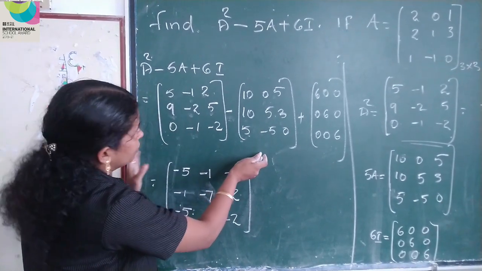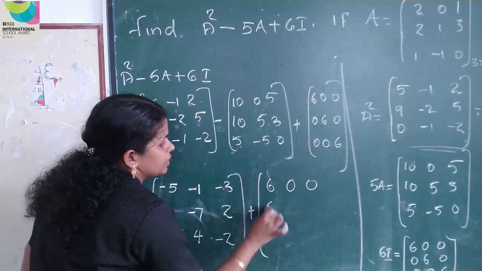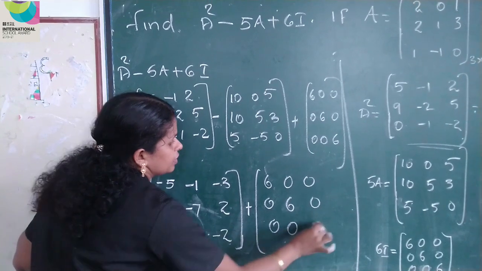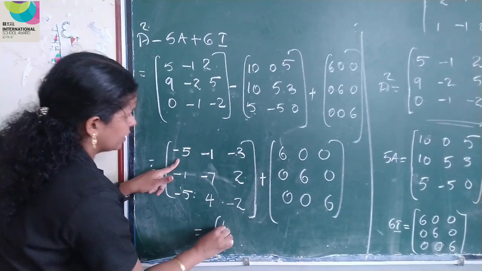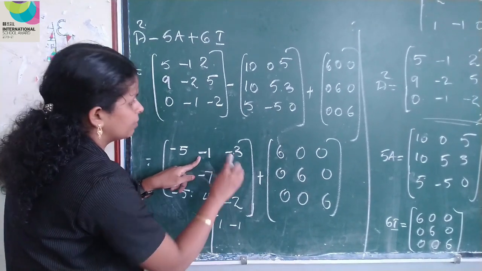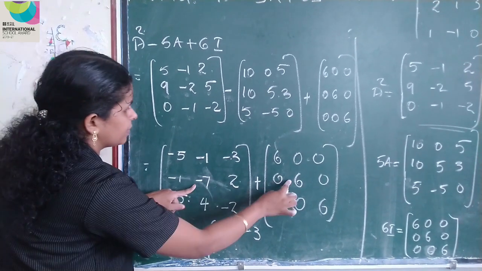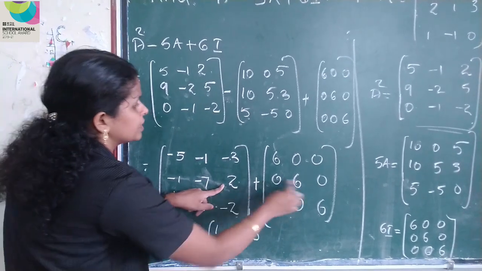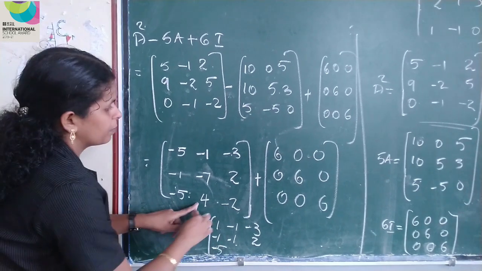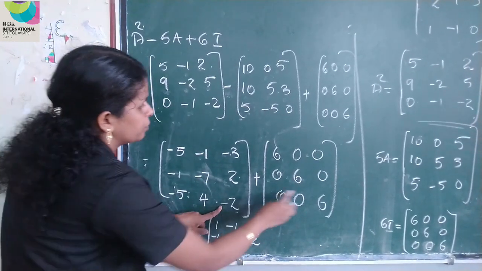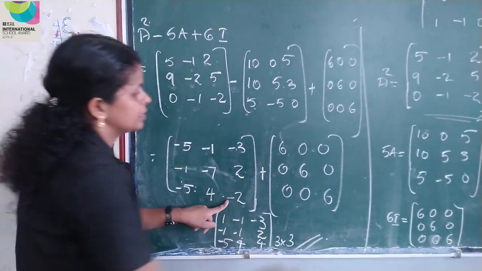The next one is here 6 0 0, 0 6 0, 0 0 6. So the final answer which will come: minus 5 plus 6, 1. Minus 1 plus 0, minus 1. Minus 3 plus 0, minus 3. Minus 1 plus 0, minus 1. Minus 7 plus 6, minus 1. 2 plus 0, 2. The last row: minus 5 plus 0, minus 5. 4 plus 0, 4. Then minus 2 plus 6, 4. This is the 3 by 3 matrix. This is the answer. Clear?